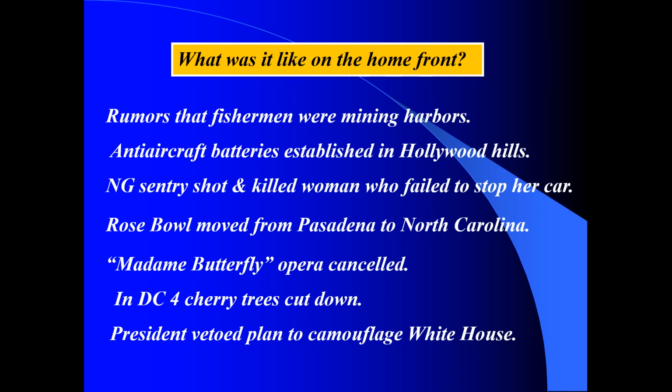Organizers of the Rose Bowl football game ordered it moved from Pasadena to North Carolina. The Metropolitan Opera announced it would not present Madame Butterfly, a Japanese opera. In D.C., someone cut down 4 cherry trees, a gift from the Emperor of Japan. The president vetoed a plan to have the White House camouflaged.